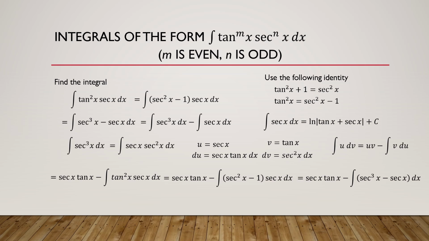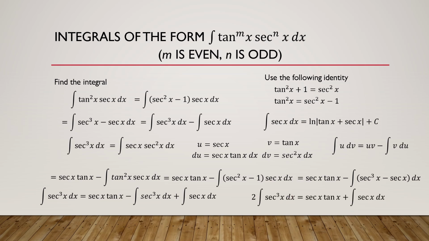minus secant x dx. When we split the integral at the minus sign, we have the integral of secant cubed x dx equals secant x tangent x minus the integral of secant cubed x dx plus the integral of secant x dx. We can now add the integral of secant cubed x dx to both sides of the full equation, giving us 2 times the integral of secant cubed x dx equals secant x tangent x plus the integral of secant x dx.